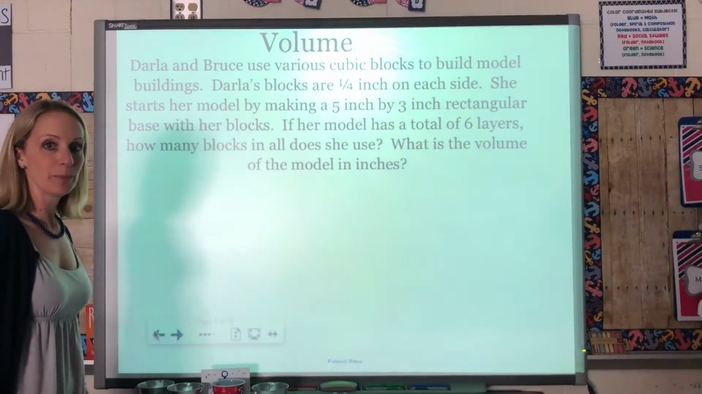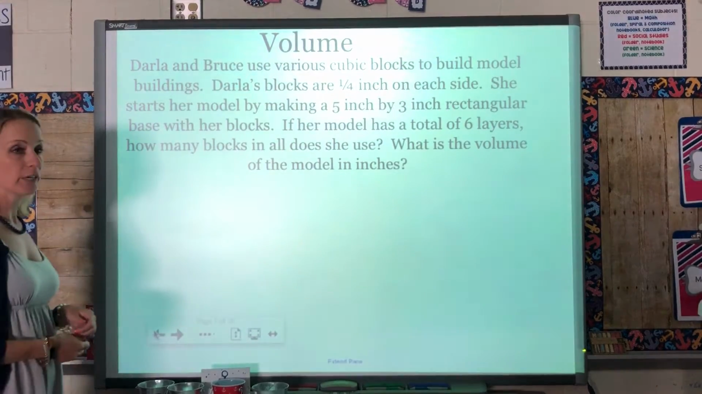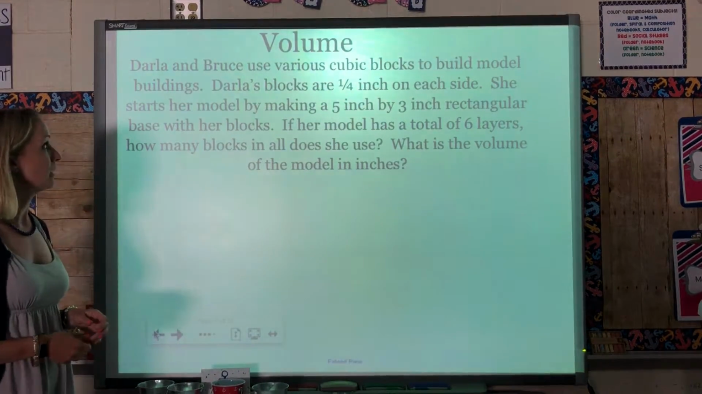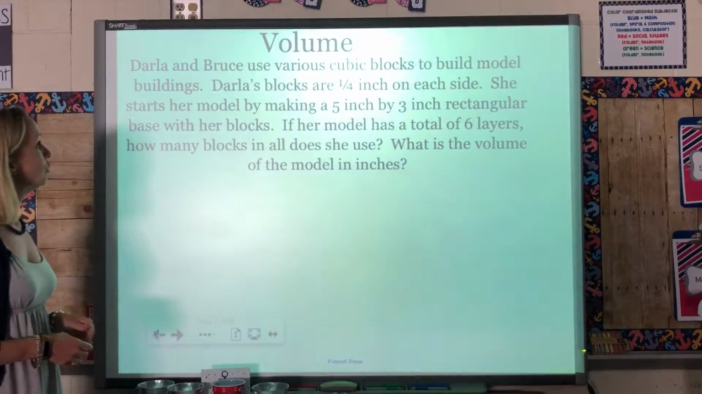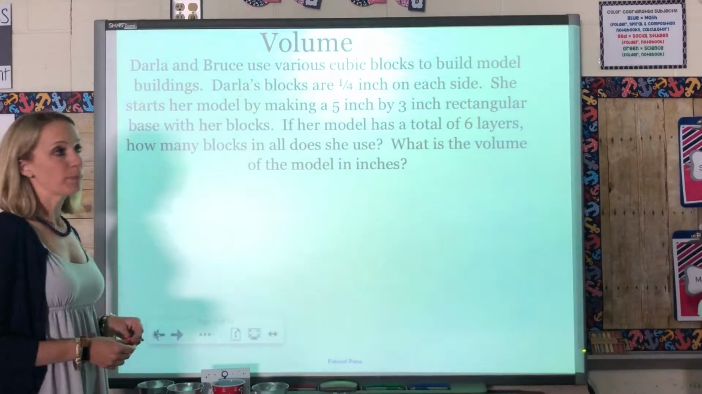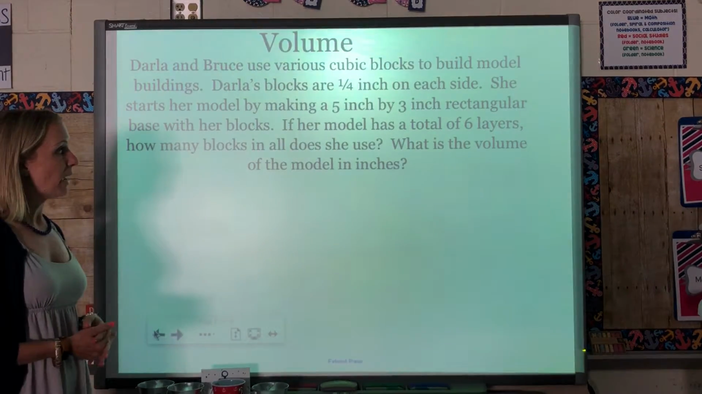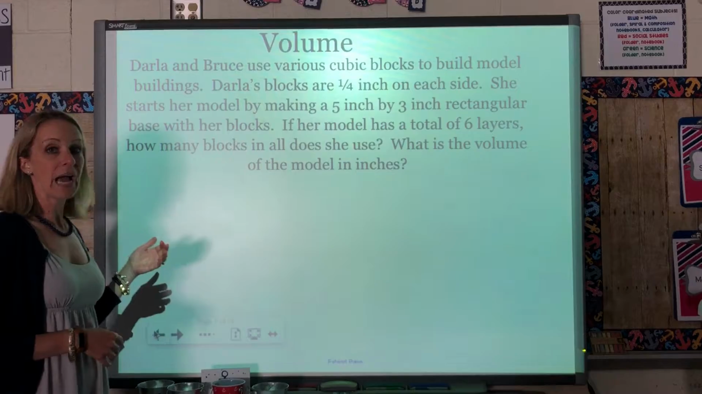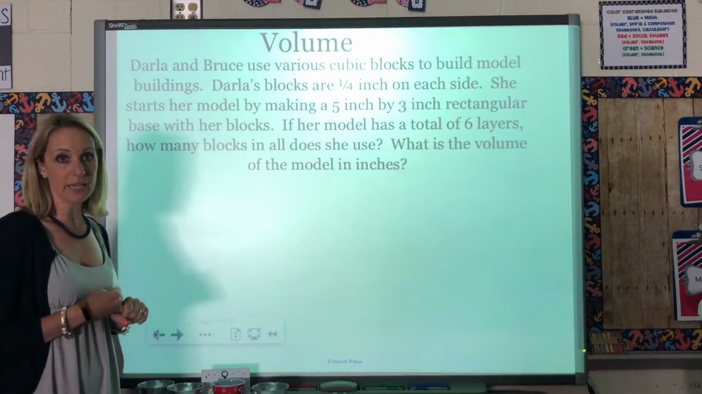In this problem, we will be talking about volume. Darla and Bruce use various cubic blocks to build model buildings. Darla's blocks are 1/4 inch on each side. She starts her model by making a 5-inch by 3-inch rectangular base with her blocks. We want to know, if her model has a total of 6 layers, how many blocks does she use, and then what is the volume of the model in inches.